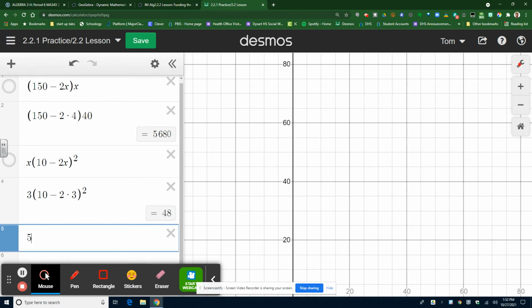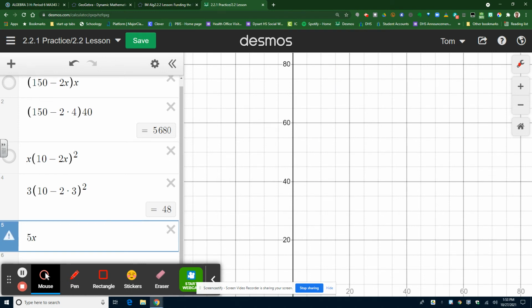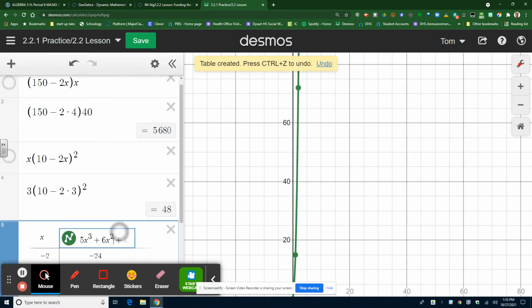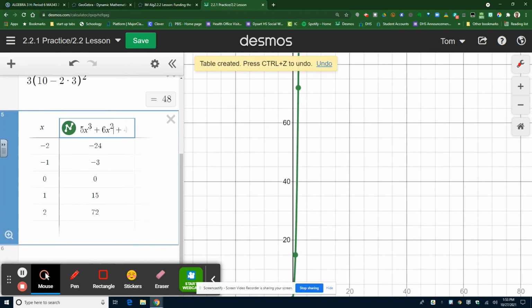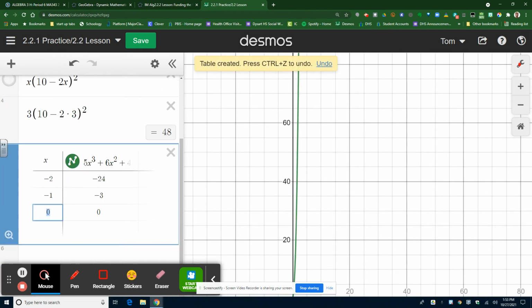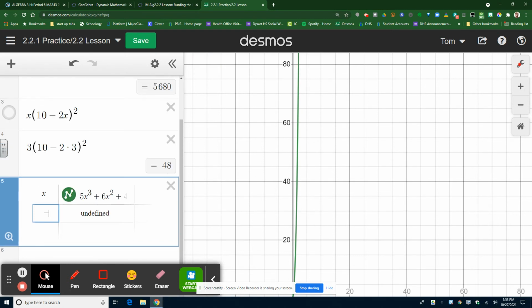So somebody help me out. 5x cubed plus 6x squared plus 4x. Okay. And again, ignore the graph. We don't care about that. To make a table, gear icon, table icon. We don't need any of those. The default is it's going to start at -2. We want -5 and +15.